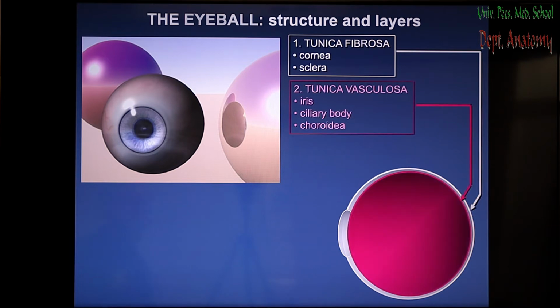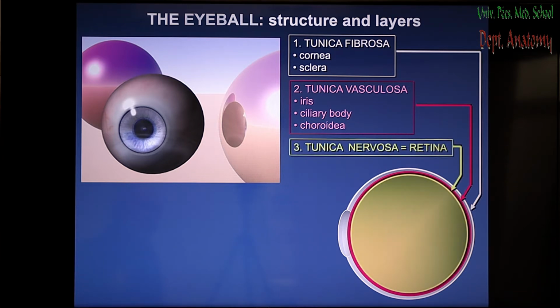Inside of this, the next tunica is the tunica vasculosa, indicating that this is responsible for the very rich blood supply of the innermost coat of the eye. This consists of three different parts: the iris, the ciliary body, and the choroidea, as we are going to see later. And the innermost layer is the tunica nervosa. This is the same as the retina. That is the part of the eye which can perceive the photons of the light, as well as start to process the optic information.